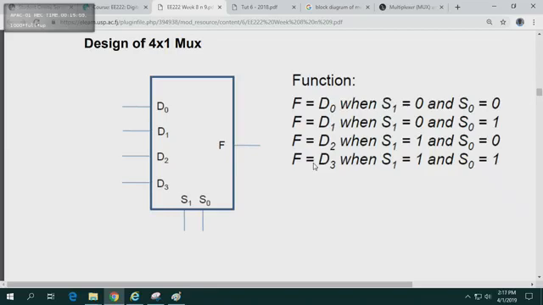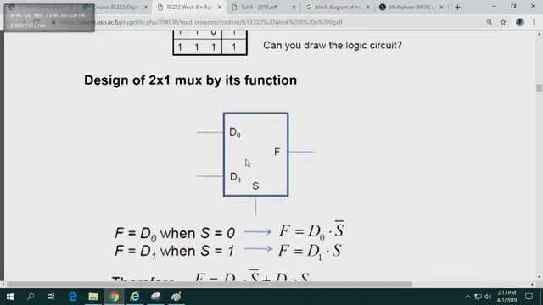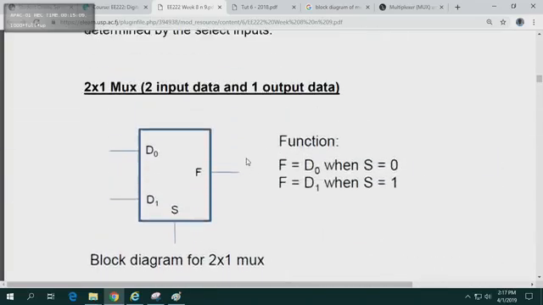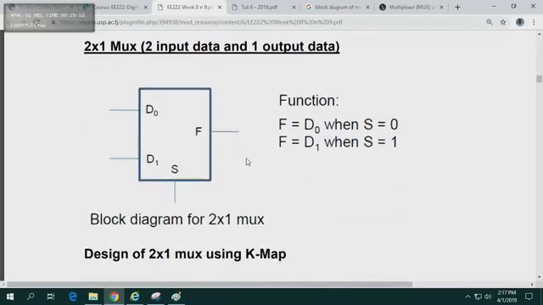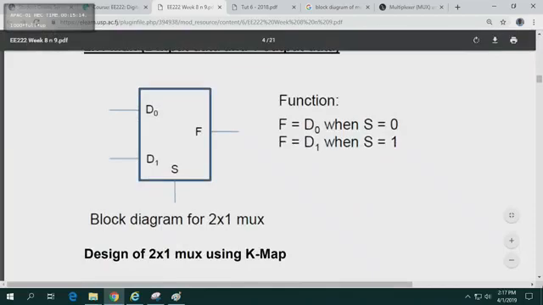Okay, guys, let's now have a look at this. This is a 2-1 multiplexer. There's D0 and D1. There are two data lines, obviously, and 1 input signal, right? Two data lines, 1 input signal. Your output is F, only 1 output.